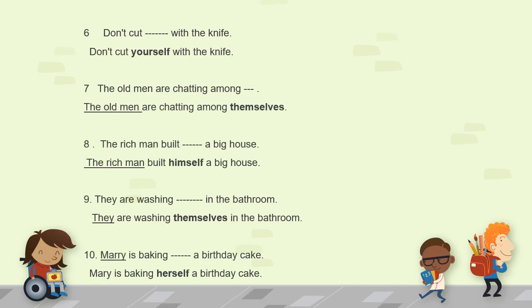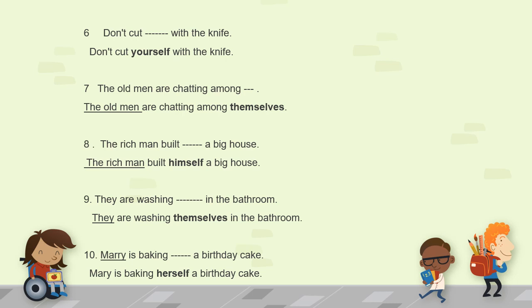Number 6, don't cut yourself with the knife. Number 7, the old men are chatting dash. The old men is the subject of the sentence and it's plural. So for the plural, the reflexive pronoun would be themselves. The old men are chatting among themselves.